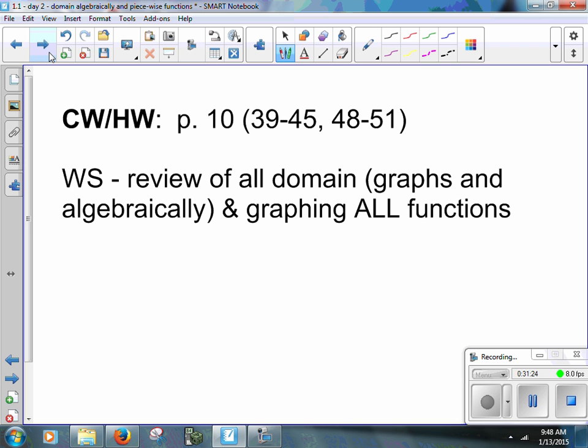I want you to do page 10, 48 through 50, and I want you to do this worksheet for me, which is just domain and range. I'm giving you a bunch of equations, a bunch of functions. All you have to do is tell me domain and range. Got it? And it's front and back.